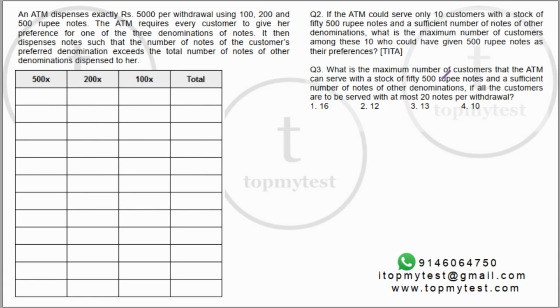Okay, let's try the next one. If ATMs could serve only 10 customers with a stock of 50 500 rupee notes, so you have 50 500 rupee notes, what is the maximum number of customers among those 10 who could have given 500 rupee notes as their preference? Right? Now I want to serve as many customers as possible with 500 rupee notes as a preference, but I have only 50 notes, which means I need to give as few to a customer as possible.